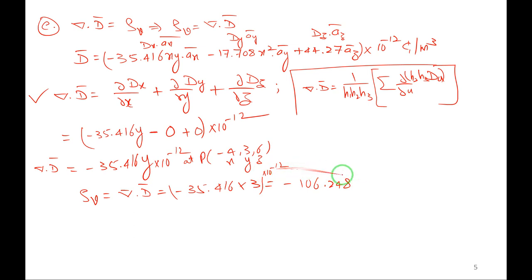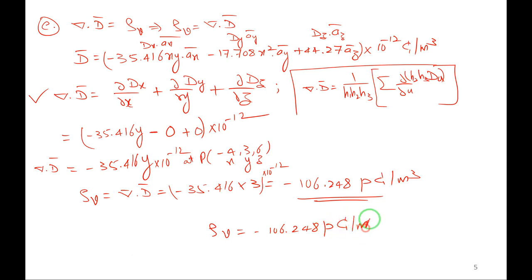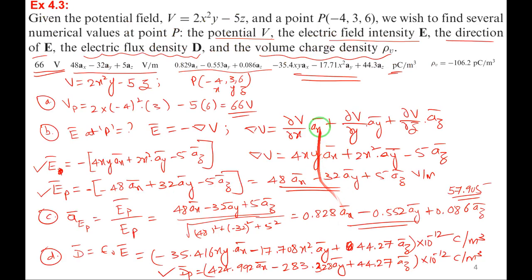or else 10 power minus 12 is nothing but pico, right? Coulomb per meter cube, charge per unit volume, right? So coulomb per meter cube, right? So rho v is equal to minus 106.248 pico coulomb per meter cube. So you can verify here. Is it right? We have calculated all the numerical values at point P, right?